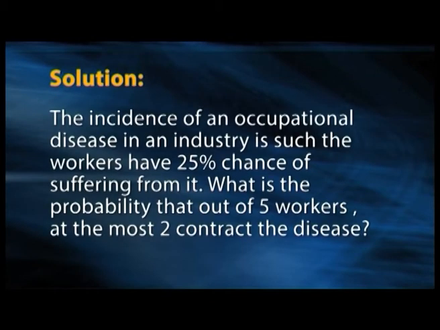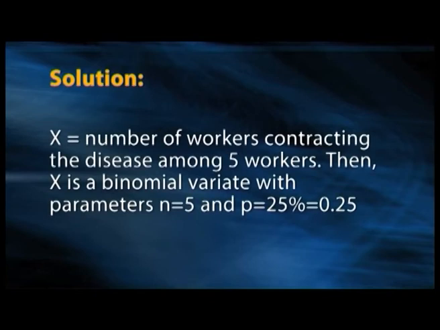The incidence of an occupational disease in an industry is such that workers have 25% chance of suffering from it. What is the probability that out of 5 workers, at the most 2 contract the disease? Let X denote the number of workers contracting the disease among 5 workers. Then X is a binomial variate with parameters n is equal to 5 and p is equal to 25%, which is 0.25.